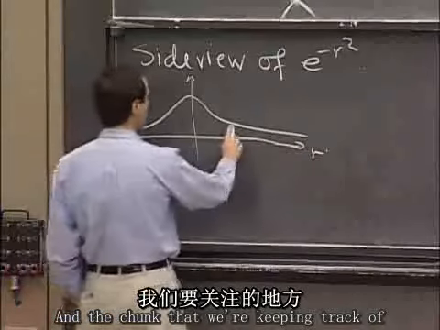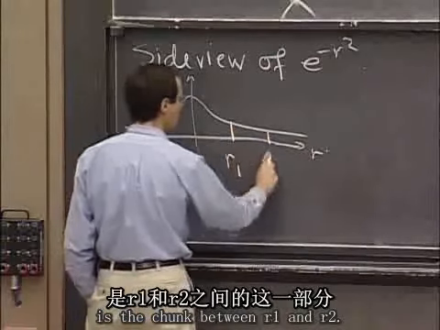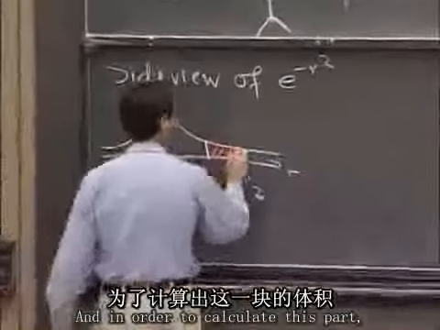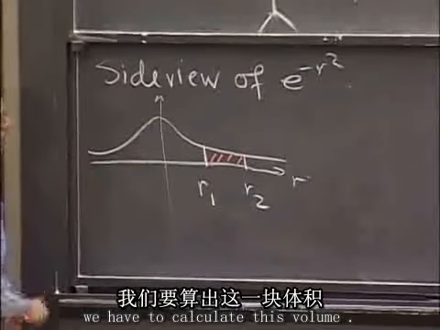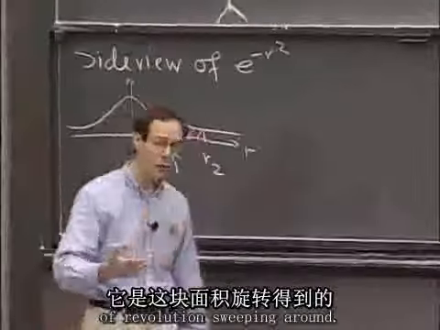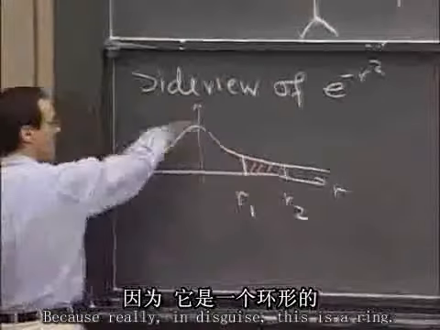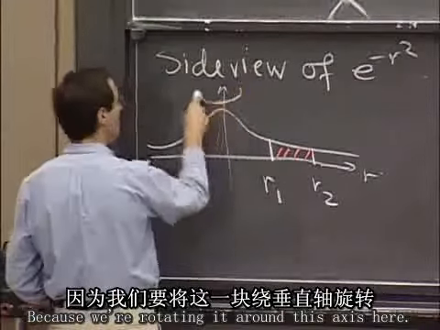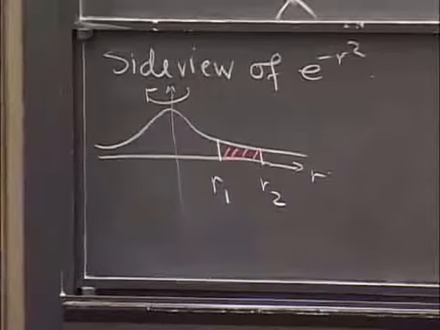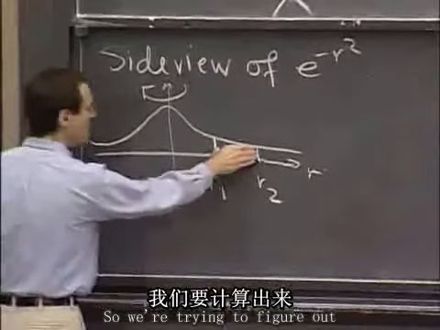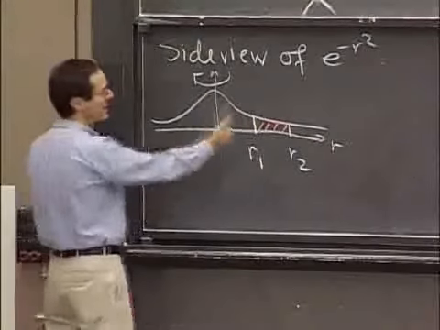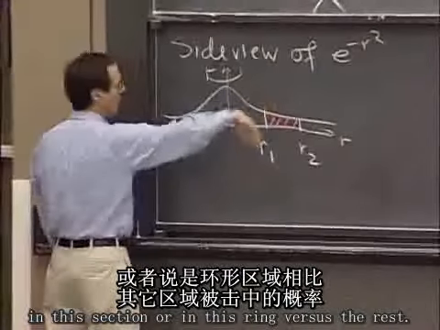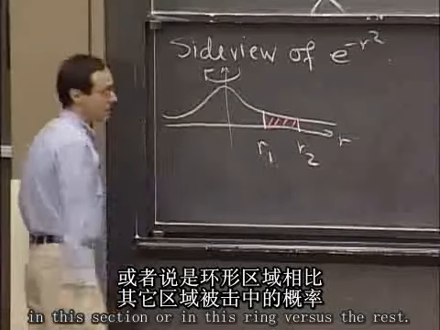The chunk that we're keeping track of is the chunk between r1 and r2. That's the corresponding region here. In order to calculate this part, we have to calculate this volume of revolution sweeping around, because in disguise this is a ring. This is a side view. It's really a ring because we're rotating it around this axis. We're trying to figure out the total volume of that ring, and that's going to be our weighting, our likelihood for whether the hits are occurring in this ring versus the rest.